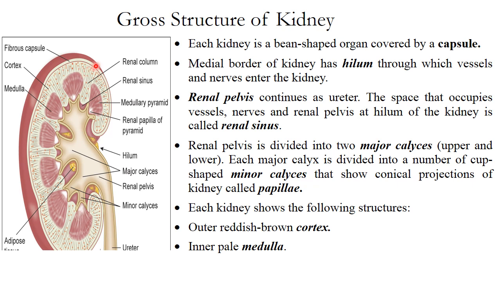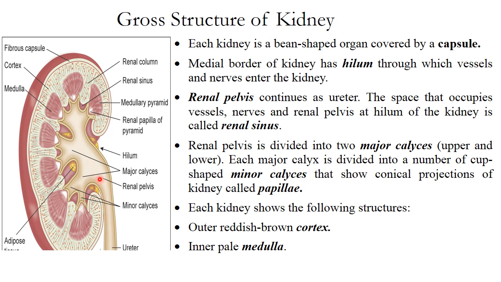In this slide we will see the gross structure of the kidney. So each kidney is covered by a capsule. So this is the capsule of the kidney. It is entirely covered by capsule. It is bean shaped. Now this is the medial border of the kidney. So the medial border has hilum. So hilum is the structure through which blood vessels and nerves enter the kidney.